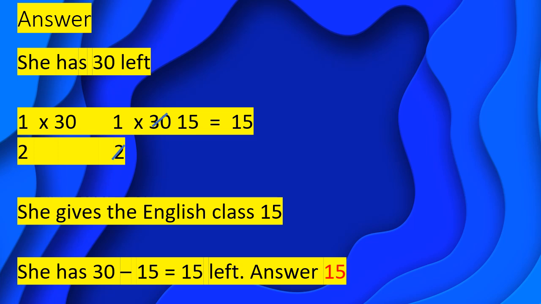So she had 30 left after giving the ones to the math class. She gave 15 of those to the English class, and the number she's got left, which is the answer we're after, is 15.